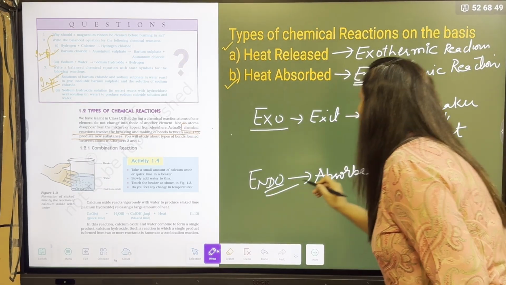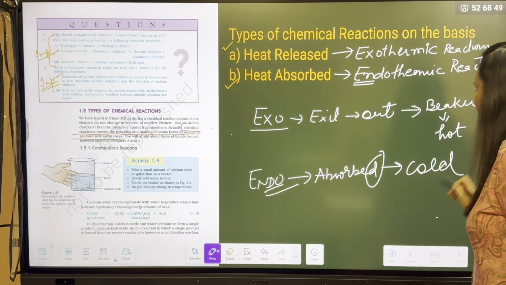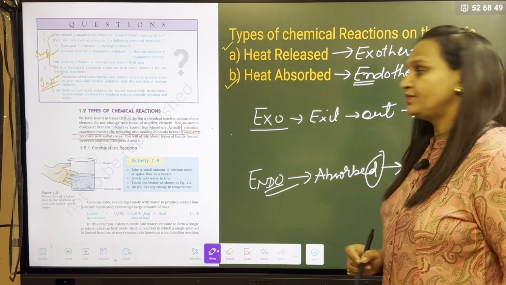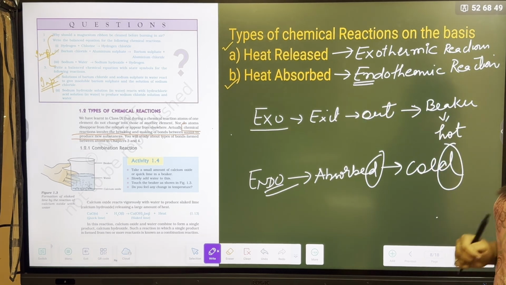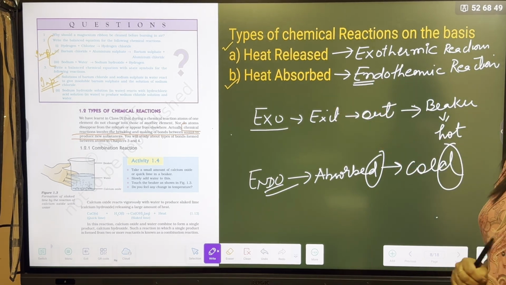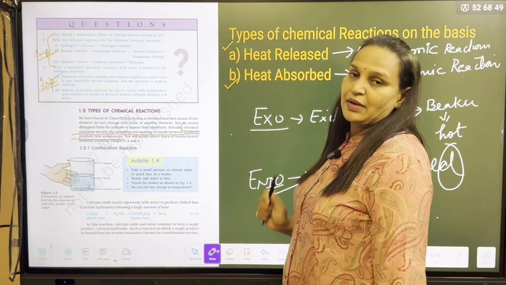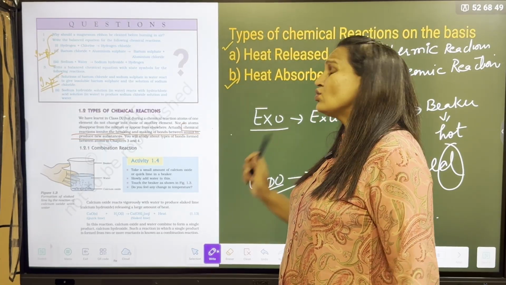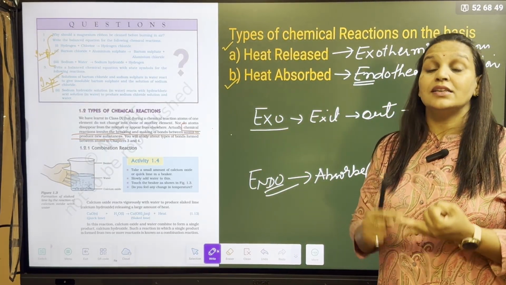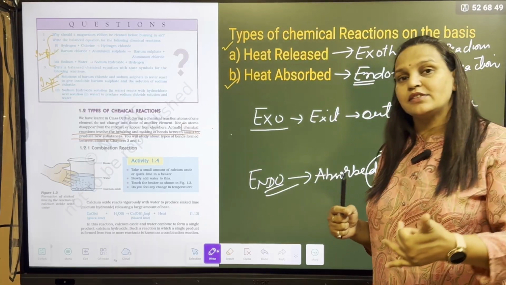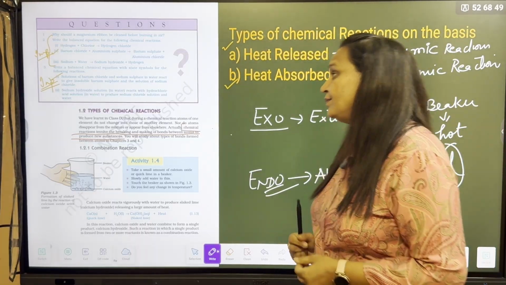Endo, D letter, absorbed, D letter, cold, D letter. So remember this. We will learn more about exo and endo reactions as we move further. Now, types of chemical reaction. We have combination reaction, decomposition reaction, displacement reaction, double displacement, and redox reaction.